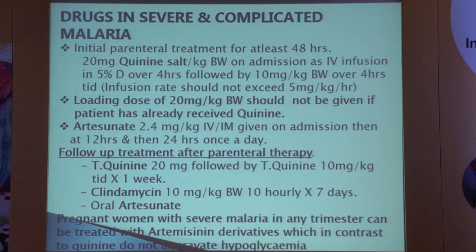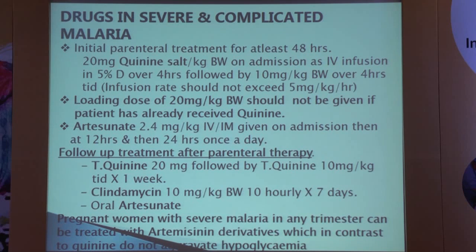Drugs in severe and complicated malaria. Initial parenteral treatment for at least 48 hours. Quinine 20 mg on admission as IV infusion in 5D over 4 hours, followed by 10 mg over 4 hours TID. The infusion rate should not exceed 5 mg per kg per hour and if the patient has already received quinine, loading dose of 20 mg should not be given. Next drug will be artesunate 2.4 mg per kg IV or IM given on admission and then at 12 hours and then 24 hours once a day.